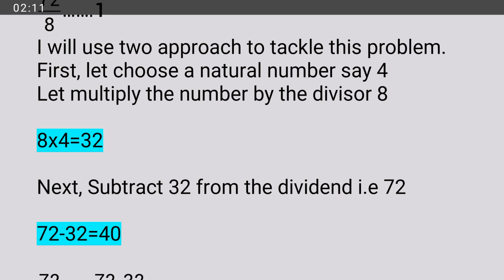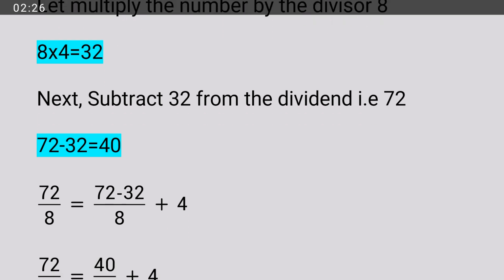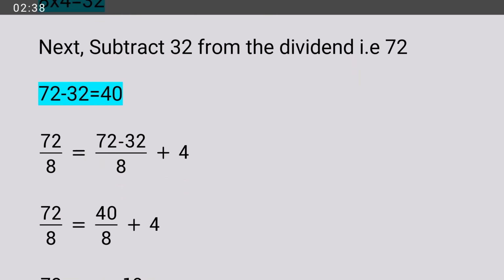So here we say 72 minus 32. Remember, whatever natural number you choose, you must add it to the result. So the next step: 72 over 8 is equal to 72 minus 32 over 8, plus 4. That 4 we chose initially. Then 72 minus 32 is 40. So 72 over 8 is equal to 40 over 8 plus that 4.